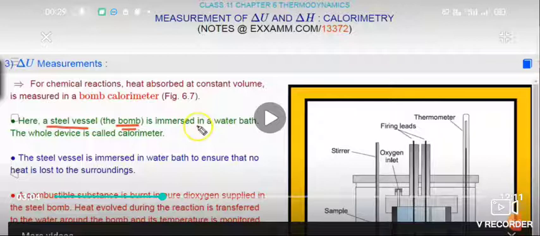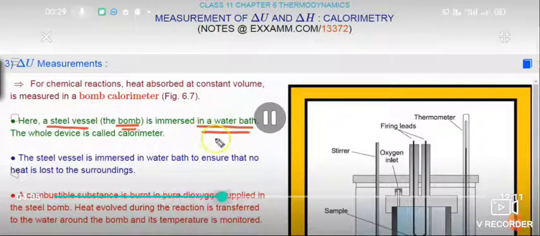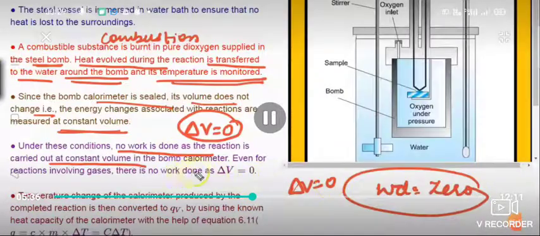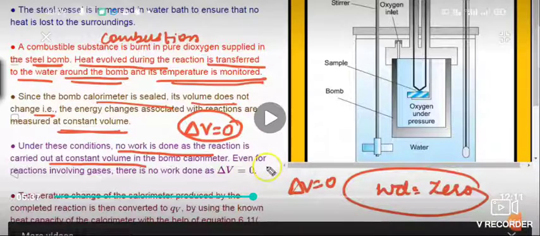Next, delta H measurement, the measurement of the enthalpy change. A combustible substance is burned. So what will be the delta V? Volume will not change because it is a closed container. So delta V will be 0 and work done will be 0. If delta V is 0, what happens to the work done? No work is done in reactions at constant volume. So the work done will also be 0 for a combustion reaction.